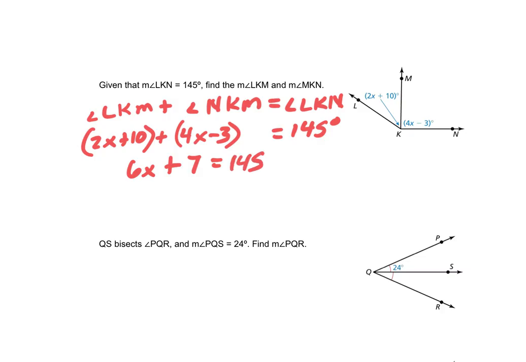And now it's a two-step equation. So now we're going to get x by itself. We're going to subtract 7. And we're going to divide by 6. Okay, what's that give me? 23.